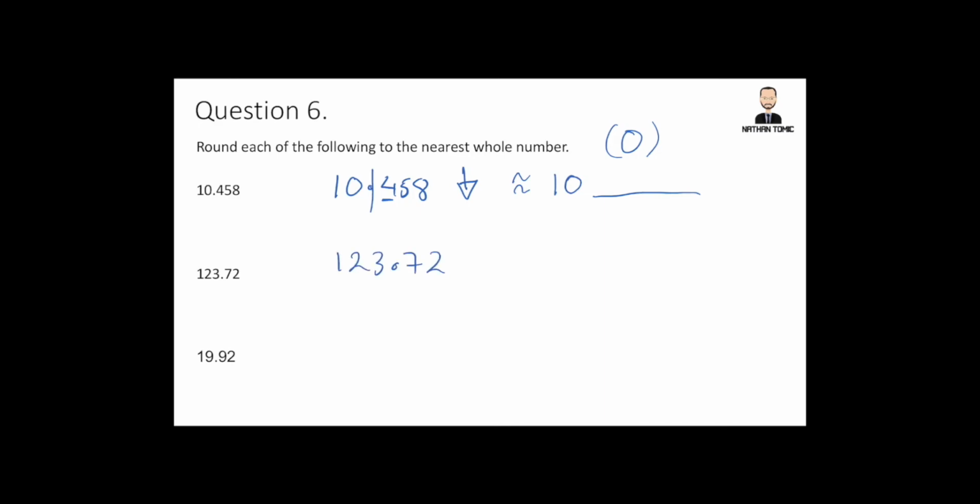123.72. Show our cut. Here's our critical digit. All right, it means we're rounding up, so it's going to be approximately equal to 124. Again, there are no decimal places shown. 19.92. Here's our cut. Here's our critical digit, so 9, so we're rounding up. So again, this is one of those ones where when we round up, this 9 actually has to trigger a carryover, so this becomes approximately equal to 20.